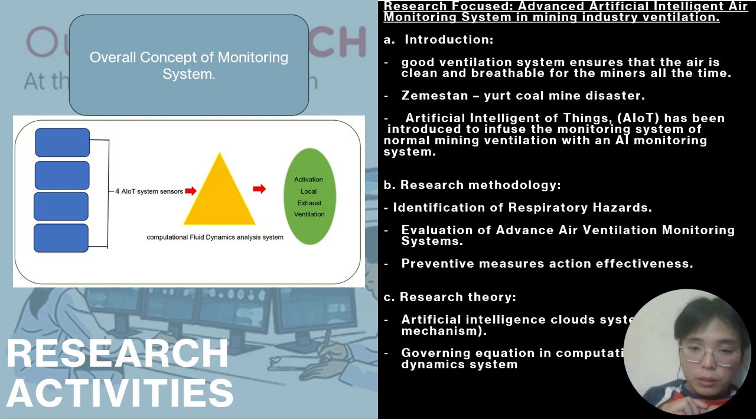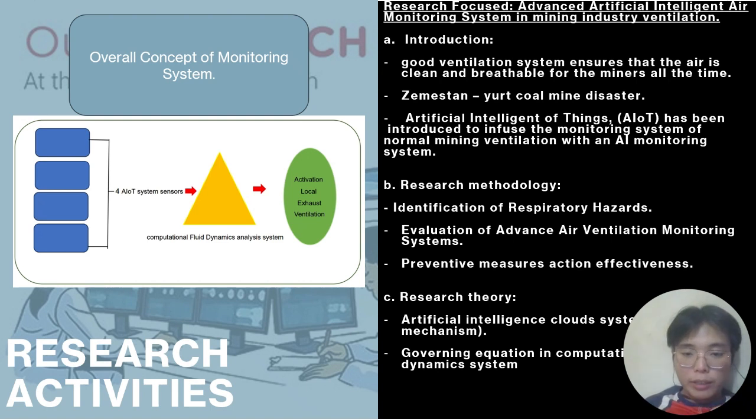The research methodology used in this project begins with the identification of respiratory hazards. There are many types of hazards. For example, it can be in the form of dust, the second will be in the form of gas, fumes, and so on. Once a hazard is detected, the evaluation will be done by the advanced air ventilation monitoring system, and the proper preventive measures will be taken. Lastly, the action taken is checked to make sure that all the workers are in good condition.